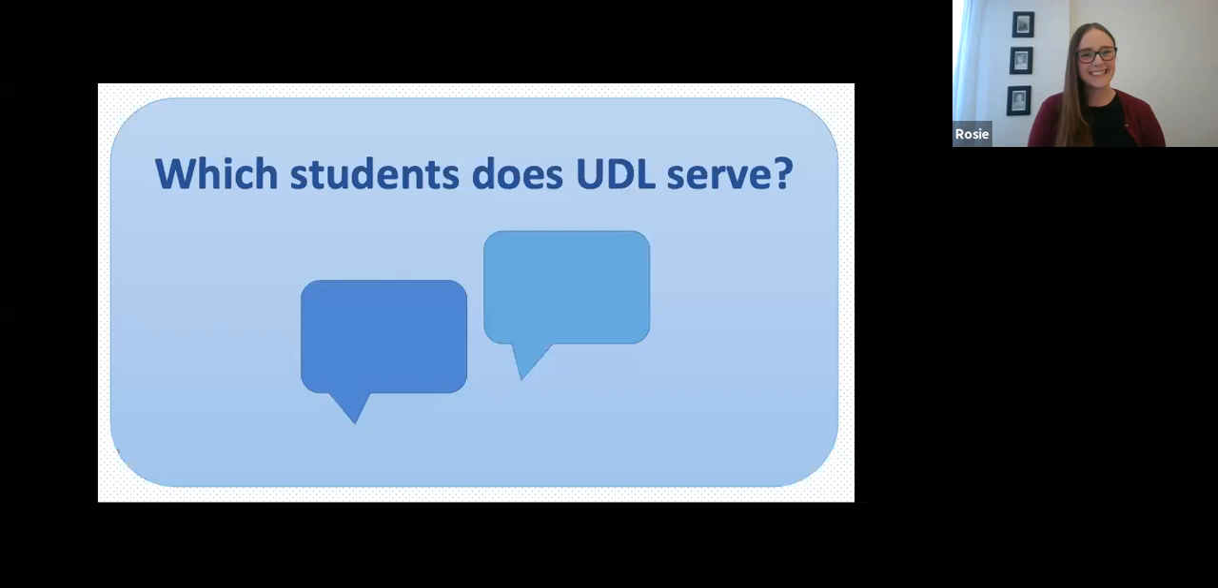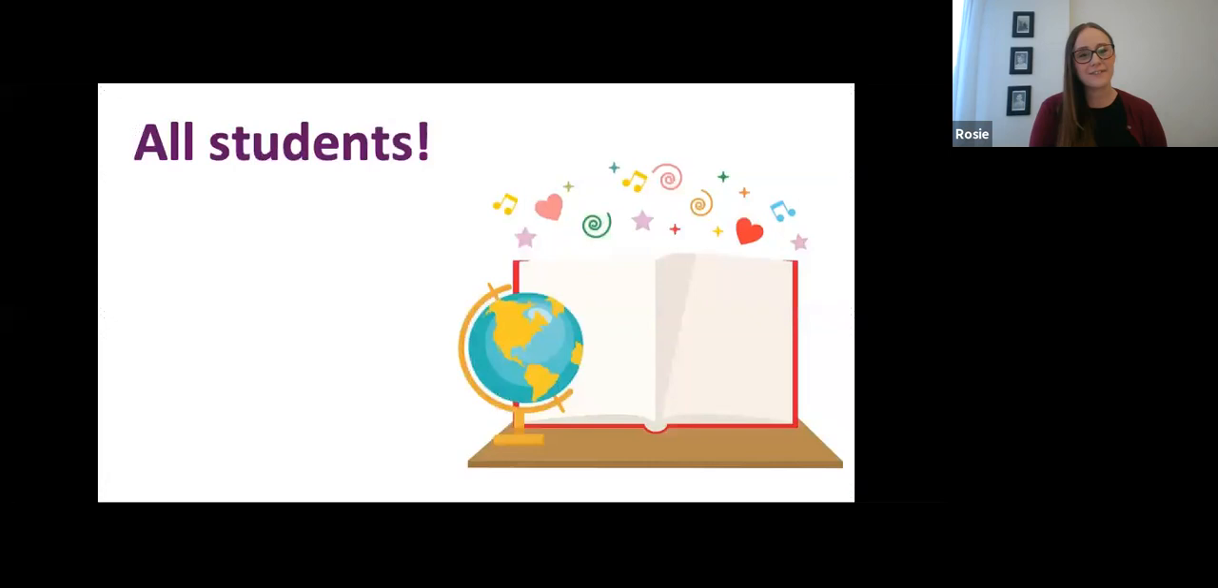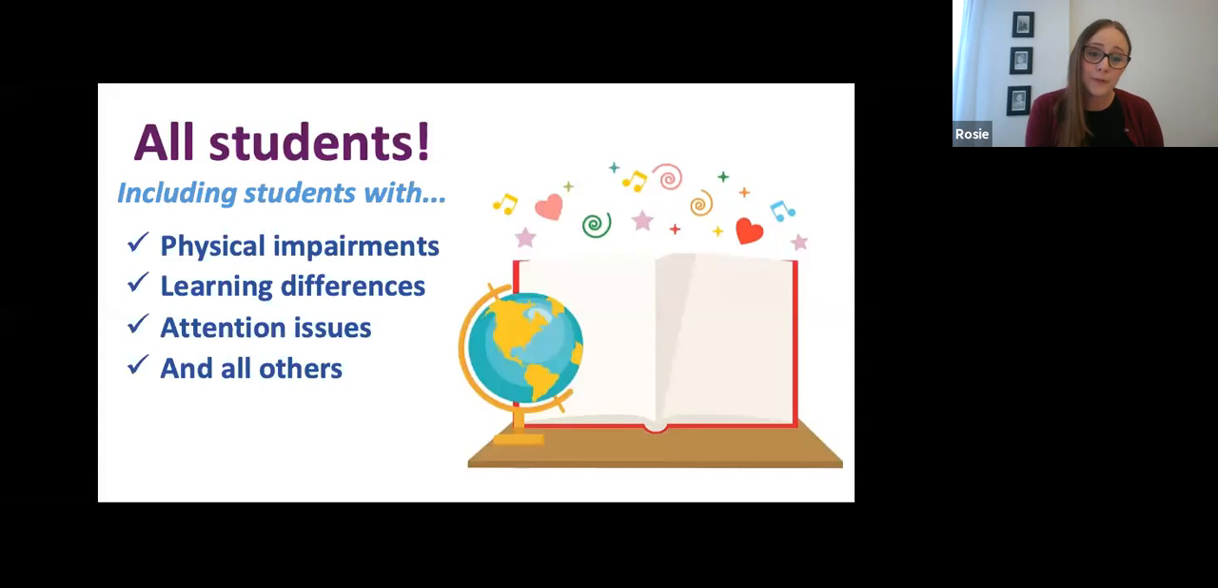Yeah, all students. You're going to see on the next slide that universal design for learning seeks to support all students. Now, it originally started thinking about students with learning disabilities or physical disabilities, but now we see that it encompasses everyone. So it helps students with physical impairments, learning differences, maybe students with attention issues, but really it's telling us that there's not a one size fits all way to teach. Research says that learning is as diverse as our fingerprints. So we need to start thinking about how we can give information and provide support in a variety of different ways.